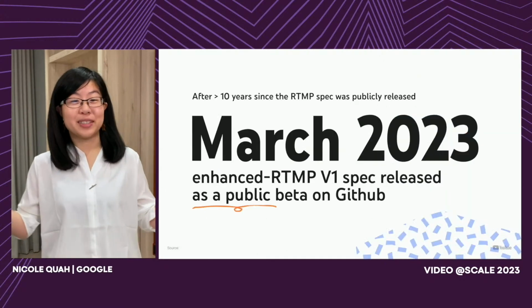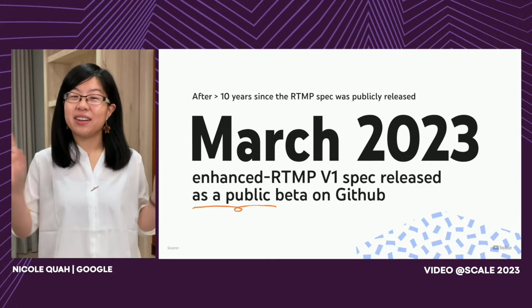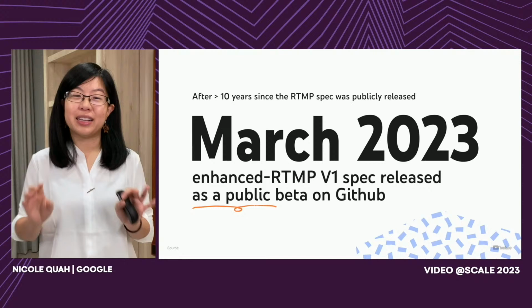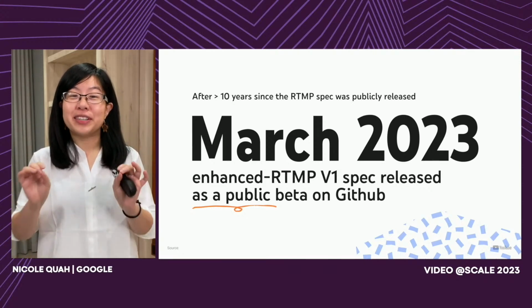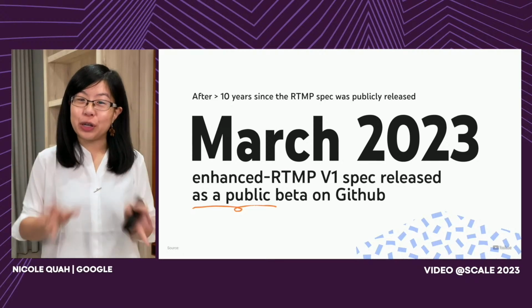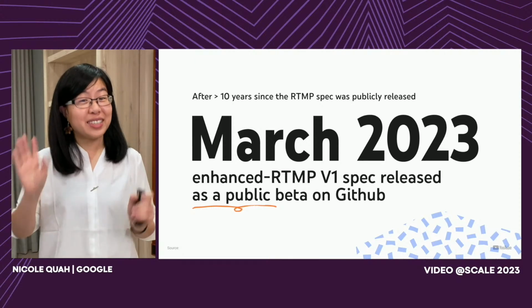Finally, what happens? In March 2023, Beamr publishes the first enhanced RTMP spec on GitHub as a public beta. This is a huge milestone because it's the first formal Adobe endorsed update to RTMP's capabilities in over 10 years.